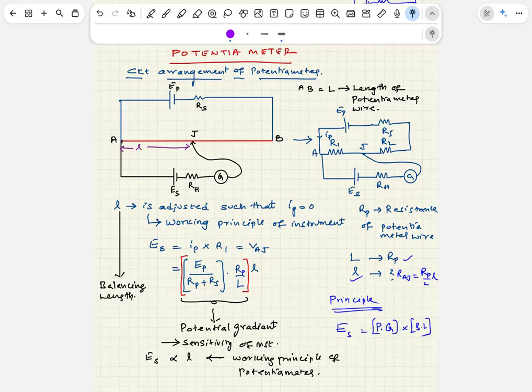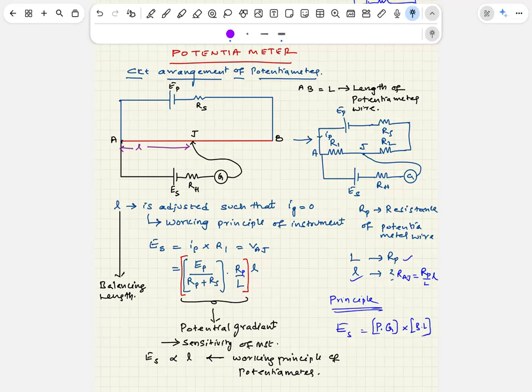But one thing is very clear. Whenever I am measuring, what is it that I am measuring? I am hardly measuring anything but L. So at the end of the day, whatever I do as a measurement, I will measure L.